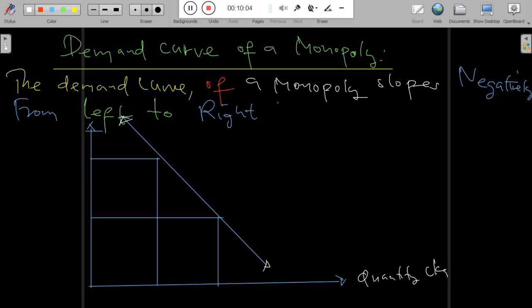Let's talk about the demand curve of monopoly. So the demand curve of monopoly slopes negative from left to right. So we have the price P1 and price P2. Why does it slope negative from left to right?